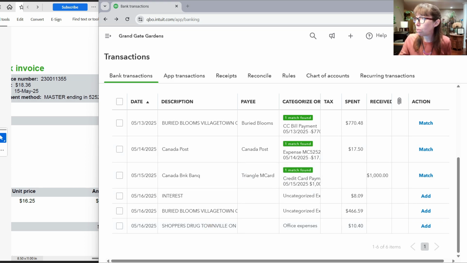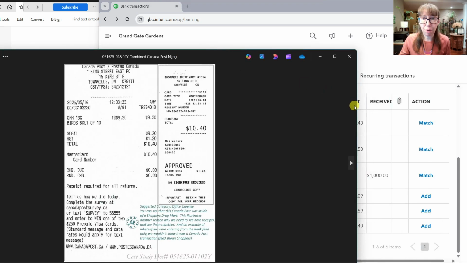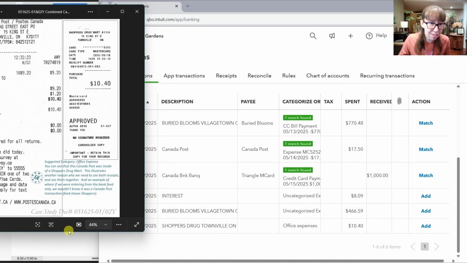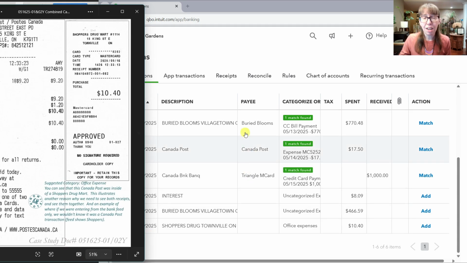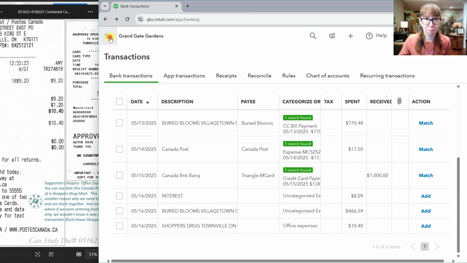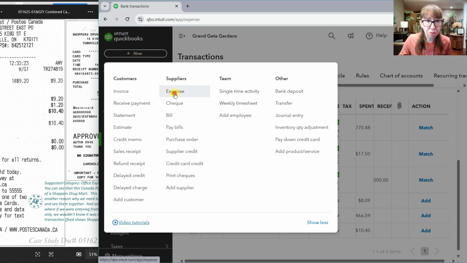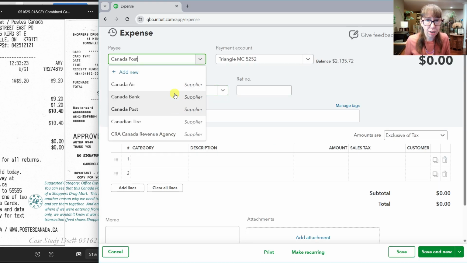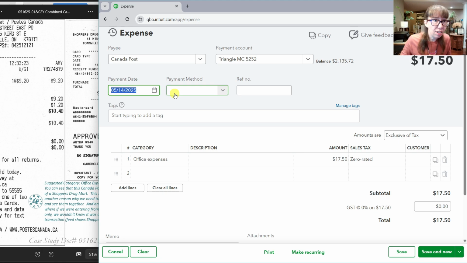So let's go ahead and put this one in. I'm not going to use the shortcut way, only because I just go save a new on the big screen way. The reason that we did Intuit is so that we could set up the rule. So I'm going to go new expense, and this is Canada Post, also the triangle, and this is the 16th of May.